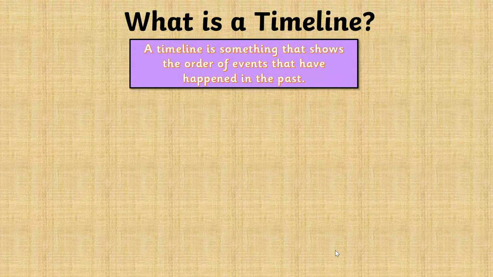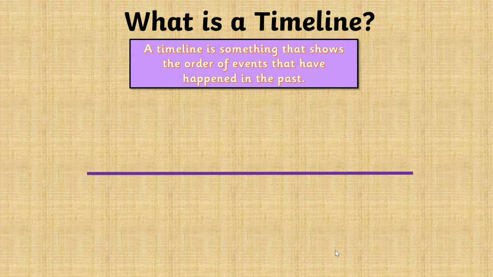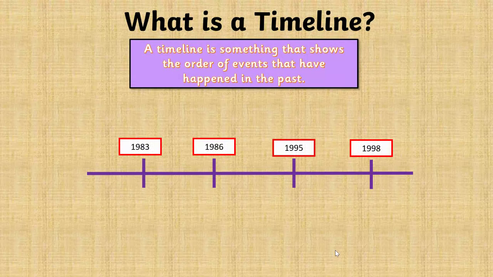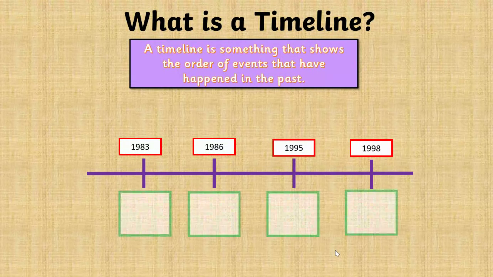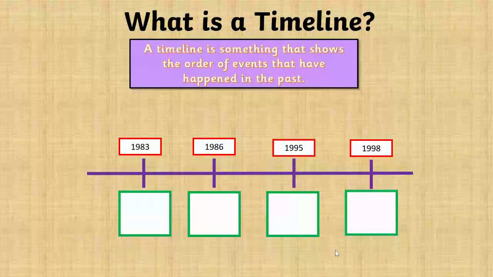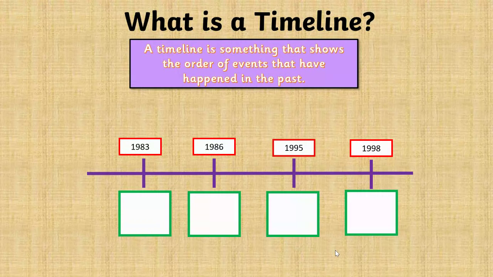Okay, so I'm going to draw a timeline underneath. So I'm going to draw my line. There's my line. And then we put in some little lines. And these lines usually have numbers at the top. And these numbers are usually dates of when something important happened. Now underneath is usually where you either see a picture or some information of what happened at that date. But I haven't put any pictures or information in these boxes. I've left those ones blank today.